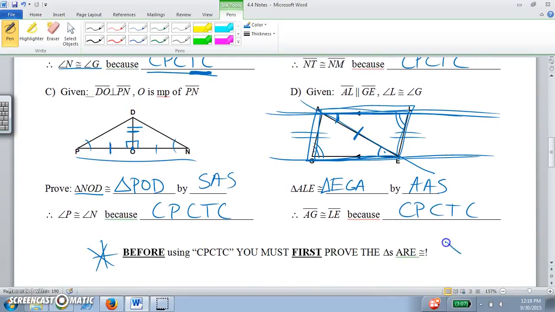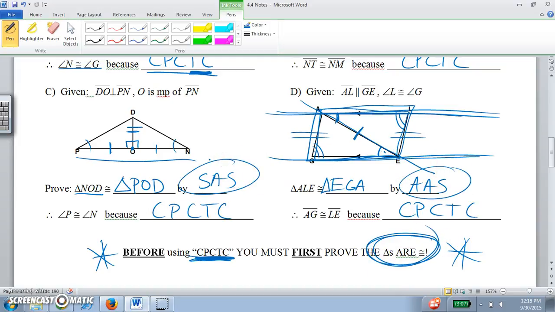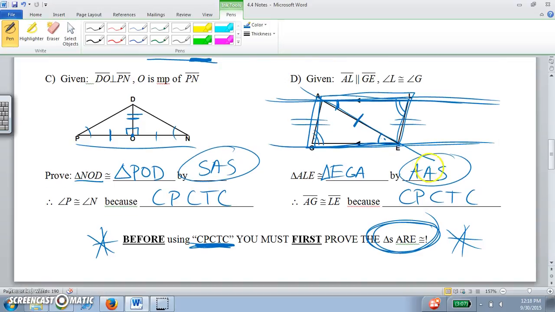Note that we cannot use CPCTC as a reason in a proof until we have proven that triangles are congruent using angle, side, side, side, side, angle, angle, side, any of those that we've got.